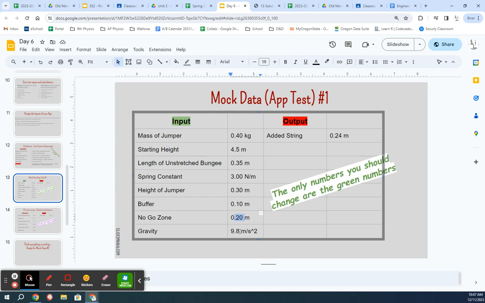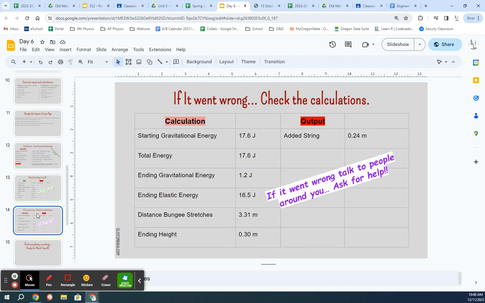Again, that value can be hard-coded in to your app because gravity is not going to change, right? The only way that would change is if we were on another planet or moon or something like that. So that can be hard-coded in. And what you should get for your output is 0.24 meters. So if all of the coding is done correctly, this is the output that you should get. And if it's not the output that you get, we're going to try and troubleshoot that real quick.